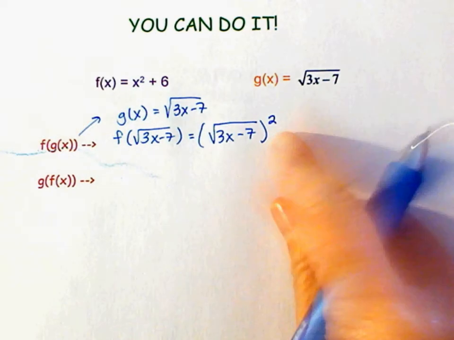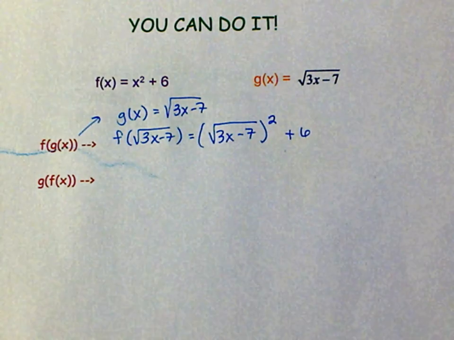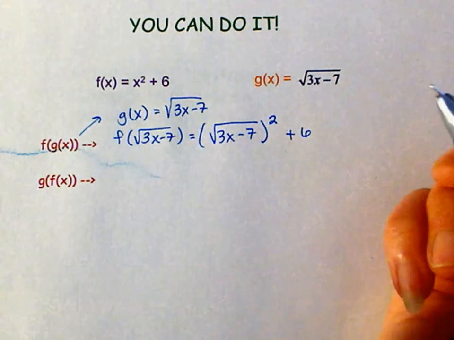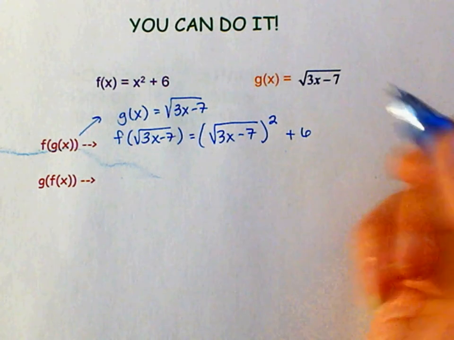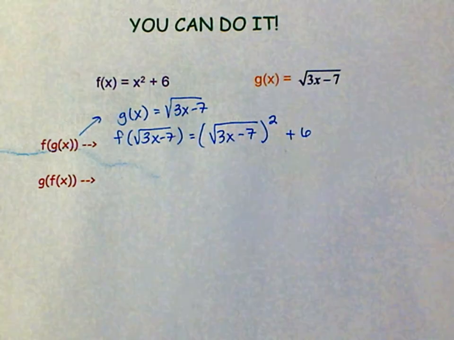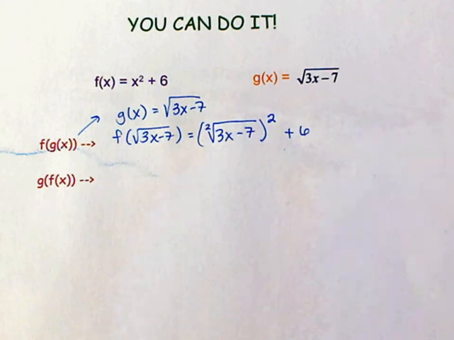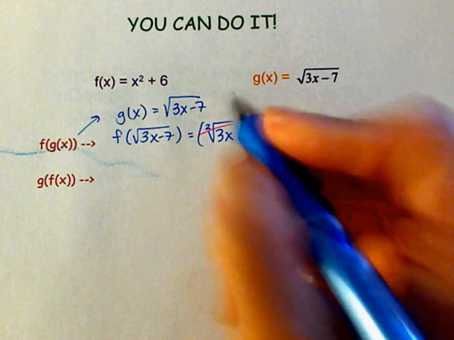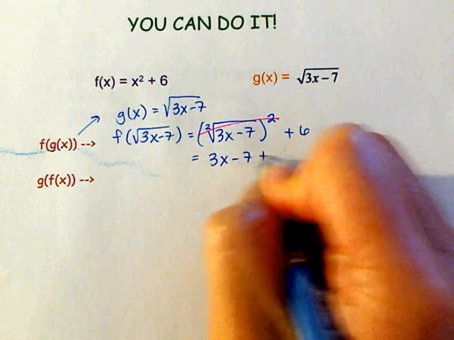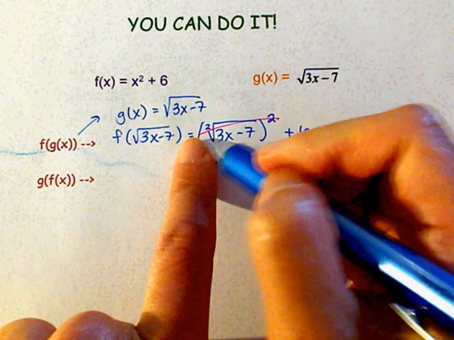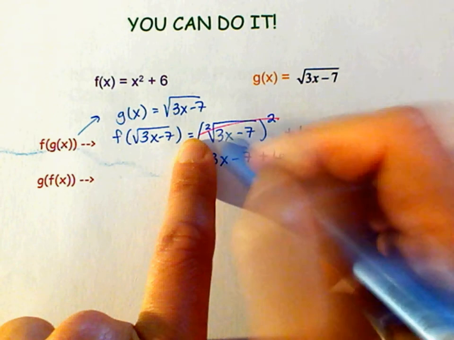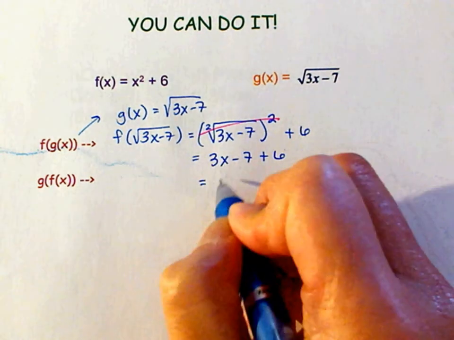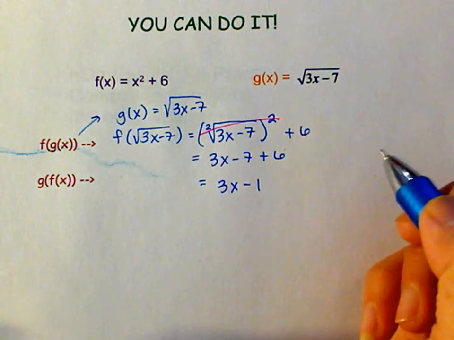A square means you have two of the same thing. Now think about inverse. What's an inverse of a square root? A square. So guess what happens? There's an understood 2 right there, right? Those guys cancel. So all you have is 3x minus 7. Bring down your 6. So you have a square root and a square. They're going to cancel out. Combine your like terms. So you got 3x minus 1. Can't simplify anymore. So I'm going to rewrite f of g of x.